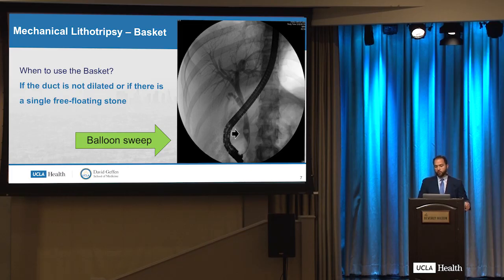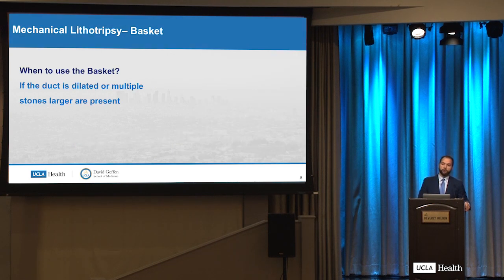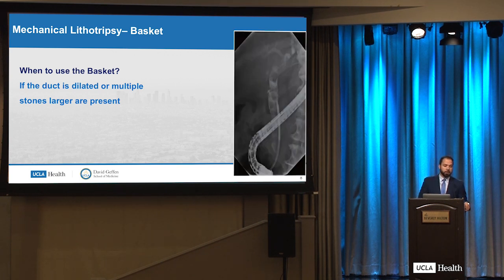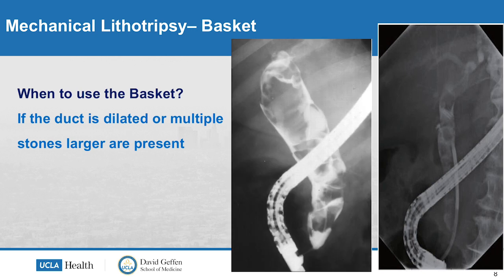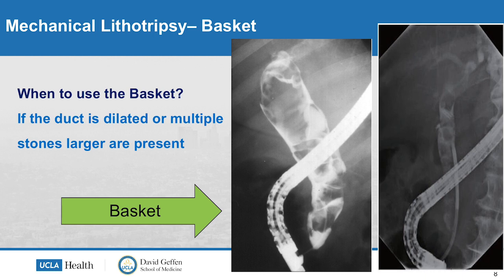The question is, when do you consider using a basket? If you have a non-dilated duct with a free-floating stone, like here, I think most likely you'll be successful using balloon sweep. However, the problem with the balloon, if your duct is dilated, is that the balloon can simply squeeze between the stone and the wall of the duct. Another example is when you have either a dilated duct or multiple stones inside the duct; a balloon sweep is not going to be successful most of the time. And in this situation, a basket will be very helpful.